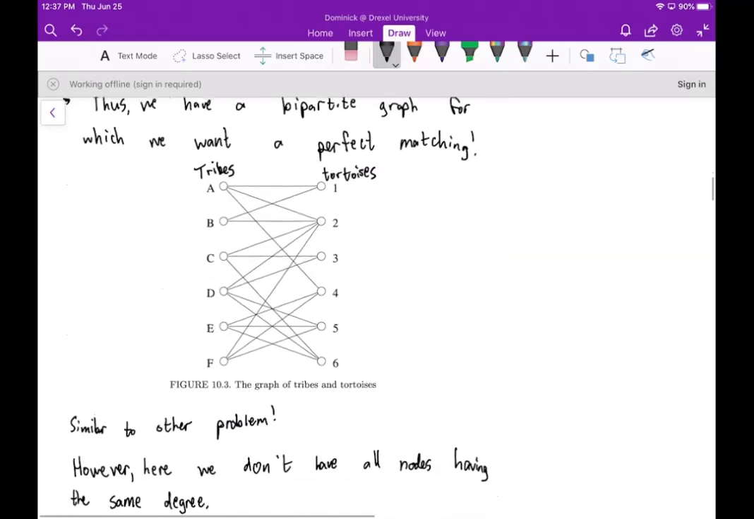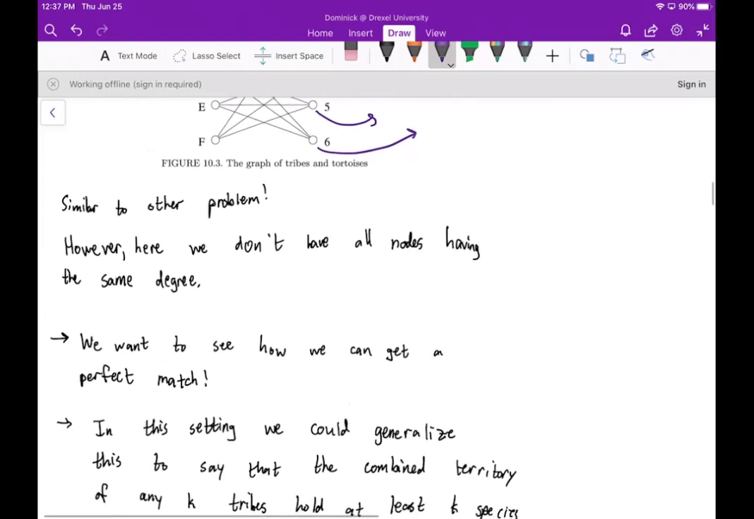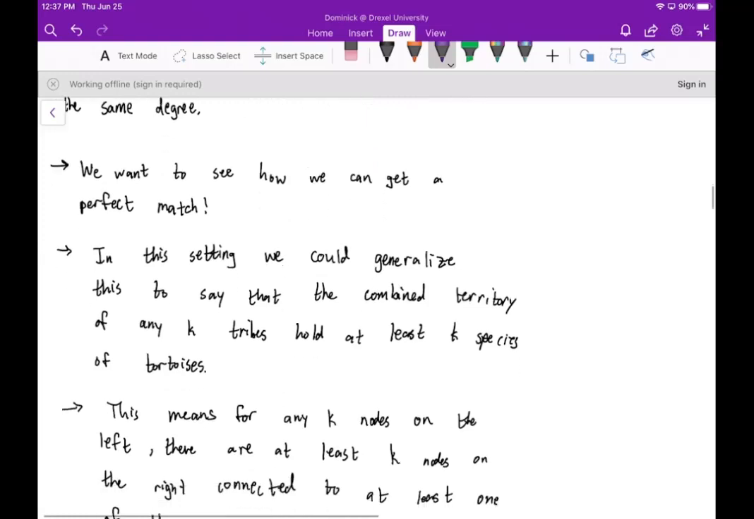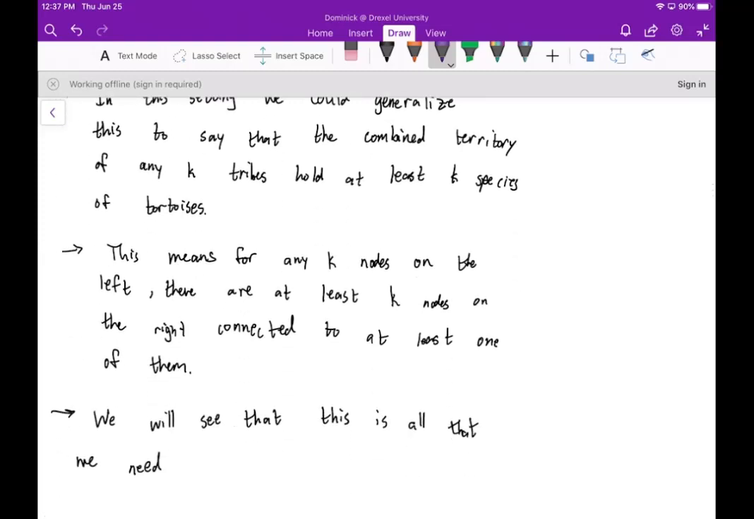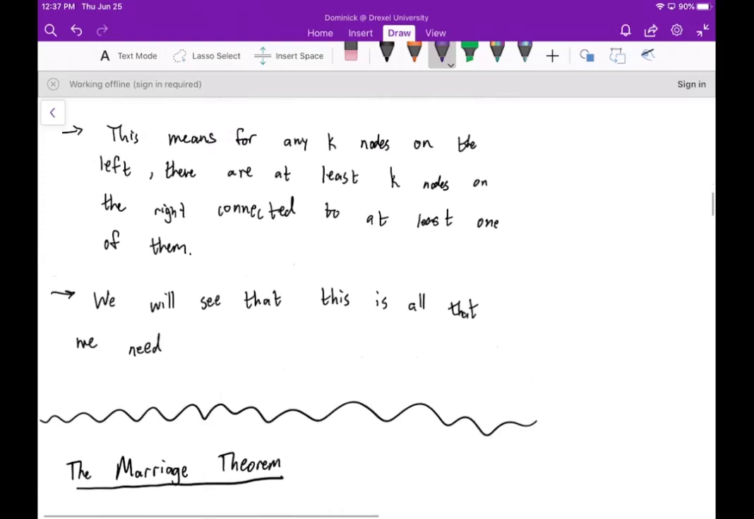Now, this is similar to our other problem, except the difference is that now these nodes do not all have the same degree. Some have 3, some have 2, one even has 4. So we want to see how we can get a perfect matching. In this setting, we could generalize this to say that the combined territory of any K tribes would hold at least K species of tortoise. This means for any value of K, if we have K nodes on the left, there should be at least K nodes on the right connected to at least one of them. And of course, we'll see that this is all we need.